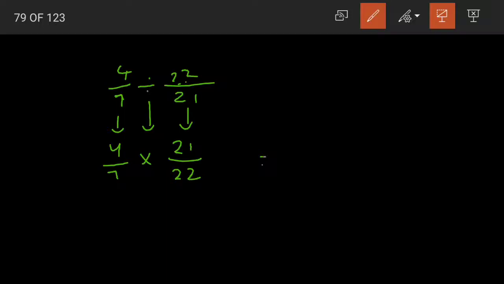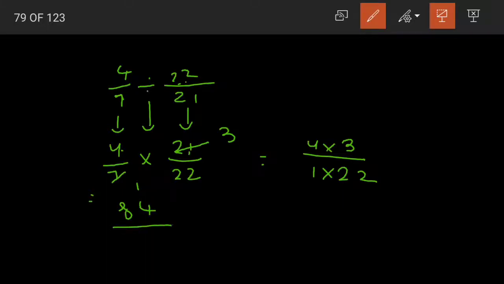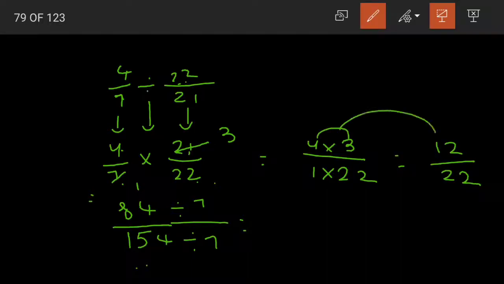Now next, see what you can do here: 7 ones are 7, 7 threes are 21. Isn't this correct, children? So you can go for 4 into 3 divided by 1 into 22. Or else if you are not comfortable, 4 into 21 becomes 84 divided by 7 into 22. 7 twos are 14, 154. Now you can divide both by 7 and get the answer. Okay, here 12 by 22 is our answer. 4 threes are 12, 1 22s are 22.